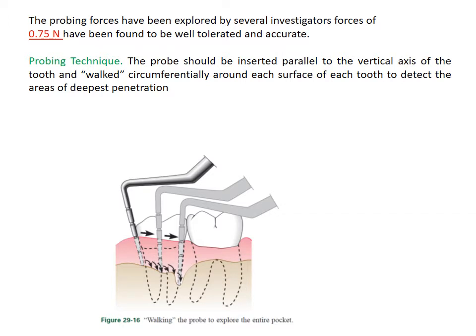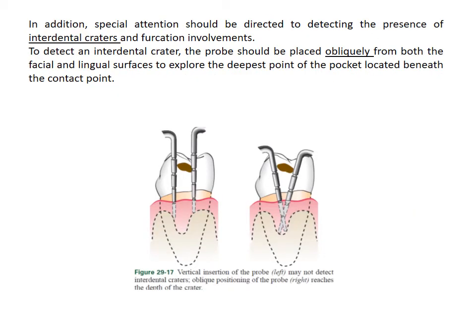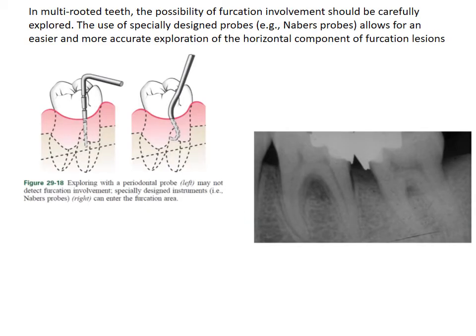Direction of the probe is very important: with the long axis of the tooth, tapering apically, with a force of about 75. Gentle probing, just by the weight of the probe, without pressing on the area. If there is furcation involvement, we can detect it by a Nabers probe; we can't see it either by radiograph or by exam.